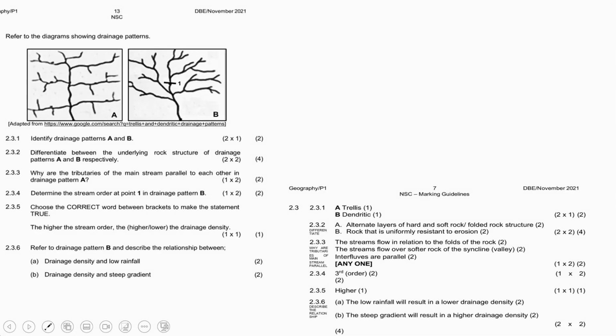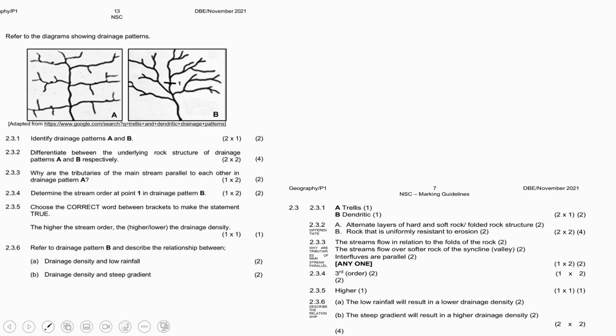Let's look at the last one for this page, 2, 3, 6. Refer to drainage pattern B. Again, we are referred to B there. And describe the relationship, meaning you have got 2 things to talk about. There's a relationship here between drainage density and low rainfall.